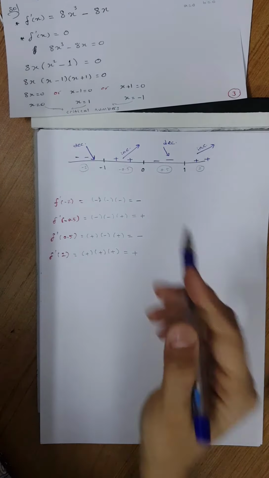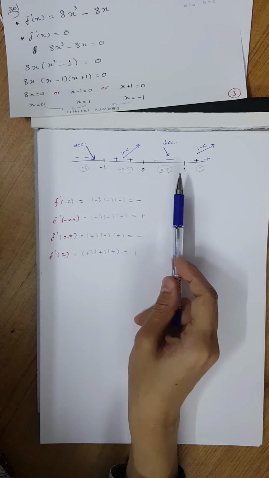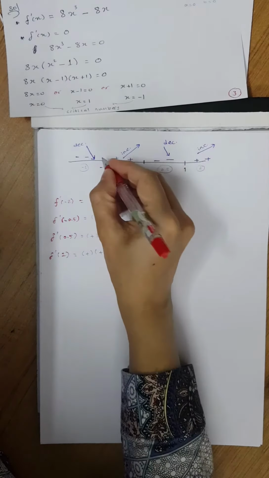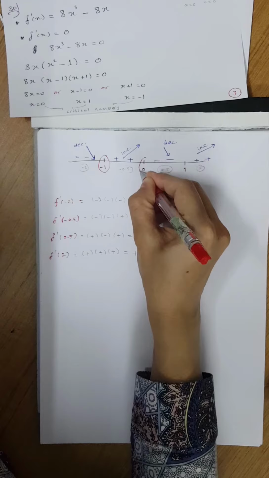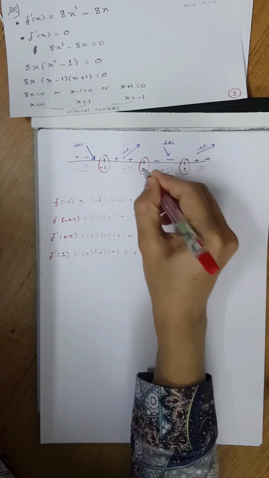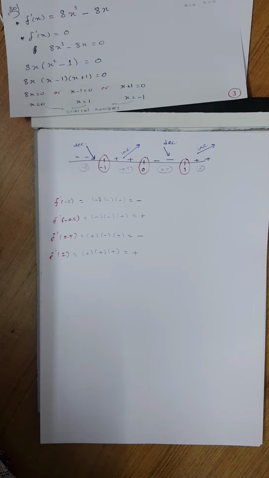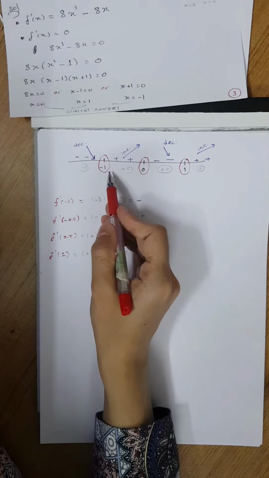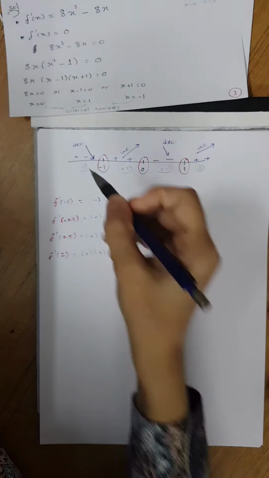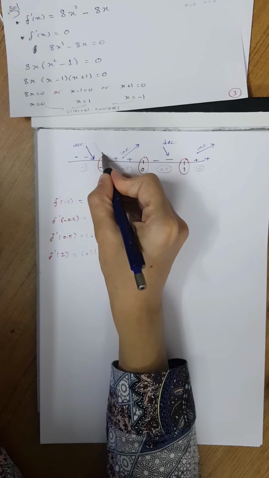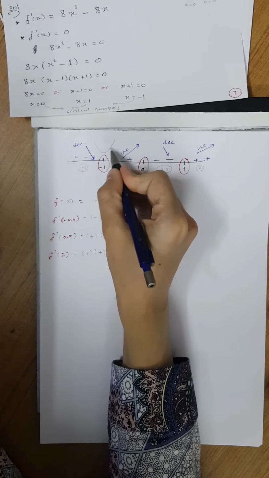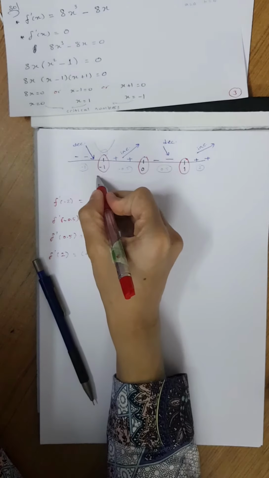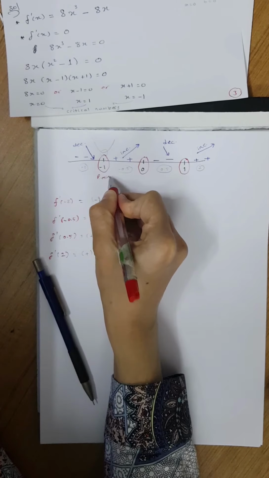Although it was not required from us to find the increasing and decreasing intervals, we have to find them. Why? To check whether those points are relative extrema or not. Because the critical numbers will change to relative extrema. Okay, let's look at minus 1. From this side the function is decreasing, and then from the other side it is increasing. So what's that point? It is a minimum point, so that one is relative minimum.